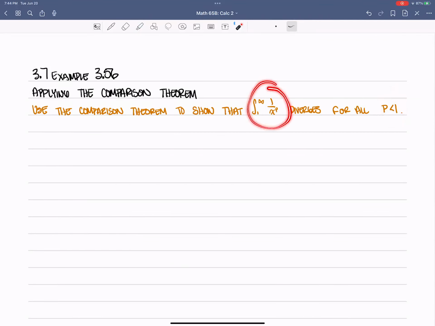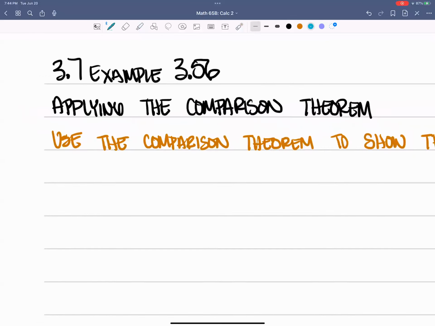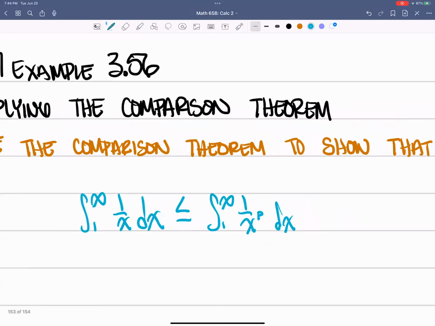So what we're going to do is find a p that's greater than 1 or equal to 1. So here, what we could state is that the integral from 1 to infinity of 1 over x dx is less than or equal to the integral from 1 to infinity of 1 over x raised to p dx, for p being less than 1.